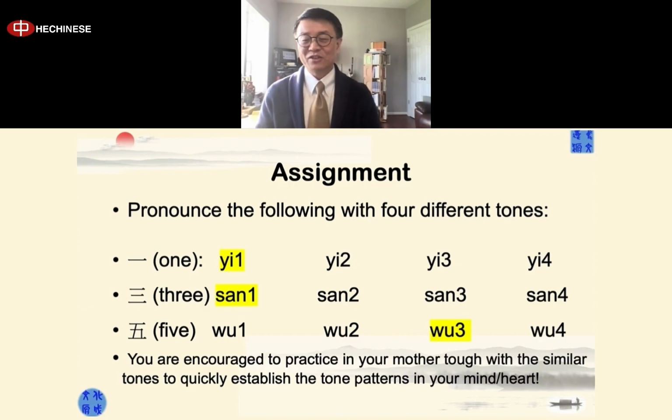All right? So the assignment for today, if you would like to do some practice, use the 3 characters. Number 1, number 3, number 5. Yi. I write it in pinyin here. First tone, you practice yi. The second tone, yi. Third tone, yi. Fourth tone, yi.